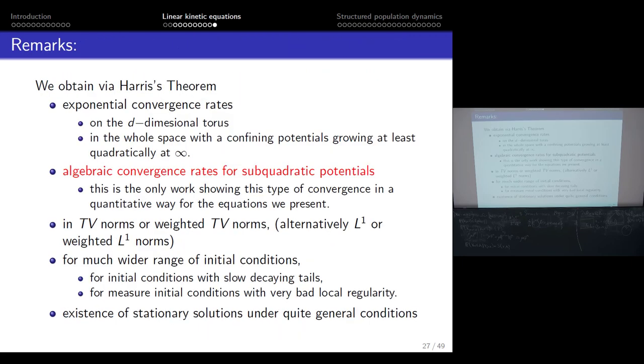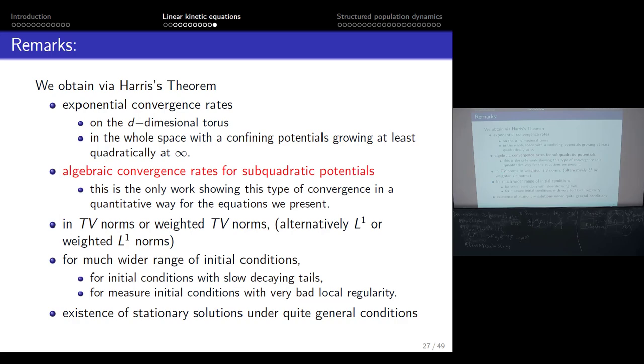So, as a conclusion, we obtained by Harris's theorem exponential convergence rates on the torus or in the whole space with a confining potential growing quadratically at infinity, and we have this algebraic convergence rate for the subquadratic, weaker potentials. I don't know if there are any quantitative results in that case, and we give this.